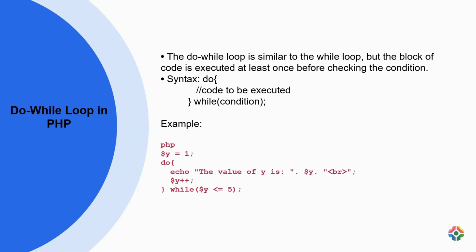By using the example provided, where the variable y is initialized to 1 and increments inside the loop until it reaches 5, the code block is executed at least once. This ensures that the message displaying the current value of y is printed even though the condition y equals 5 might not be met upon the initial iteration.